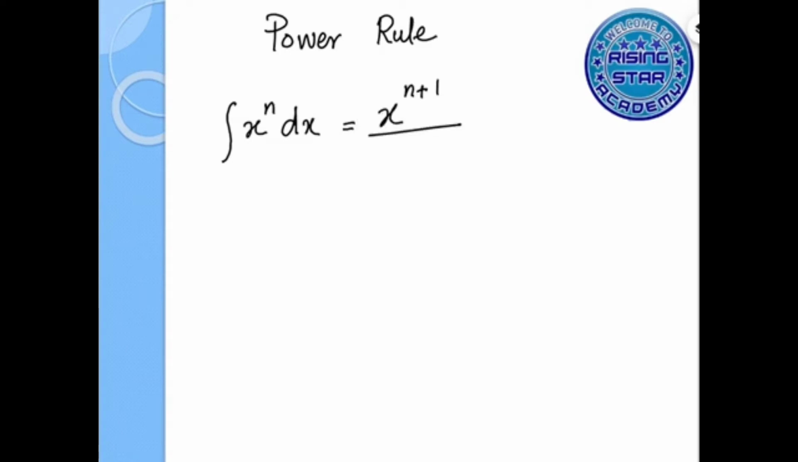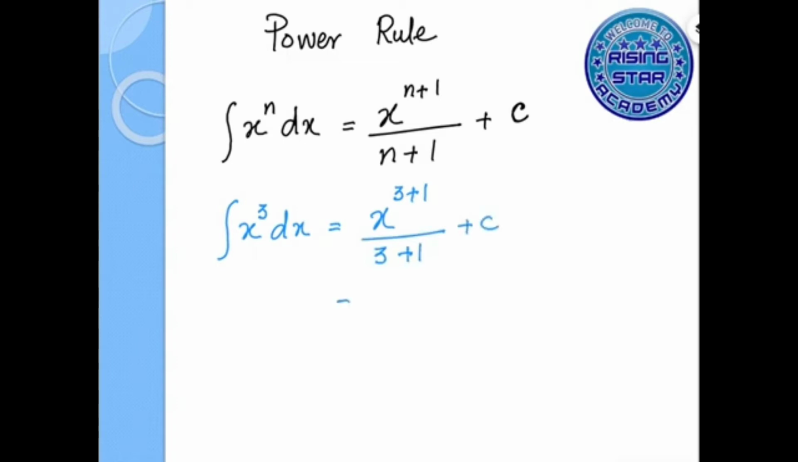The next rule is very important, that is called the power rule. So we will discuss the power rule of integration, that is the integral of x to the power of n dx. In the power rule, we will add 1 to the power, and in the denominator we will write the same thing, n plus 1, and the next is plus c, the constant of integration. For the application, let me write x to the power of 3. So we would apply the rule: x to the power of 3 plus 1 over 3 plus 1 plus c. So that would become x to the power of 4 over 4 plus c.